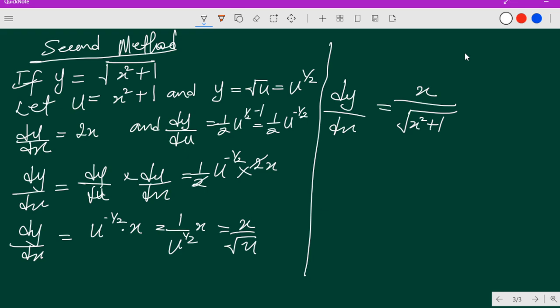Let me re-explain this second method for you well. It said if y is equal to square root of s squared plus 1, let u equal to s squared plus 1. You can represent with any variable, but it is very common to use u. Let y is equal to square root of u. You now say that from the law of Leibniz, the square root of u is u raised to power half. Therefore, du dx is equal to 2x.